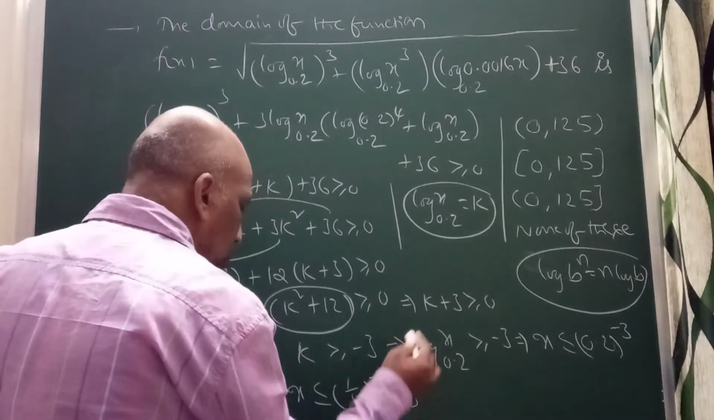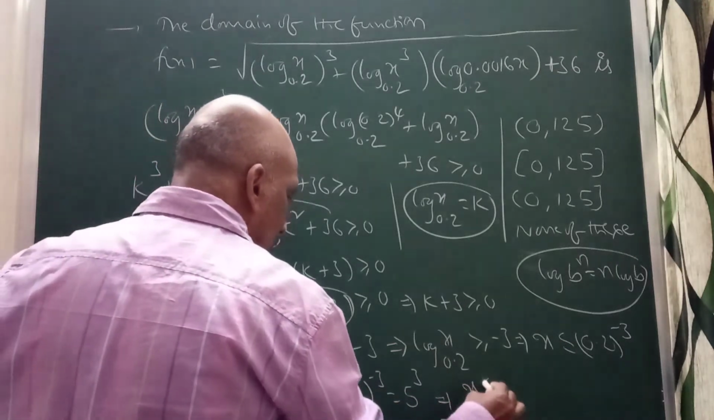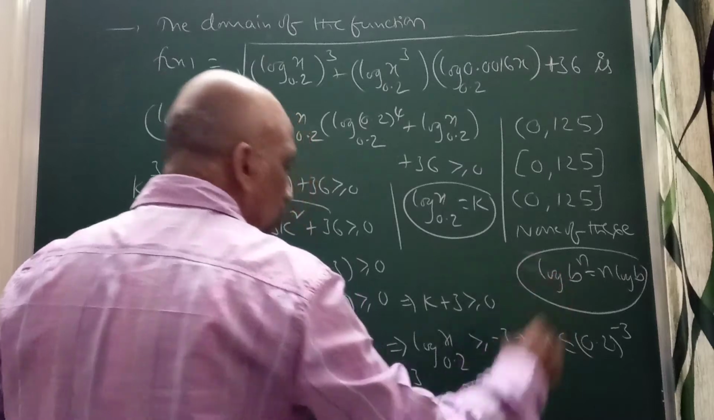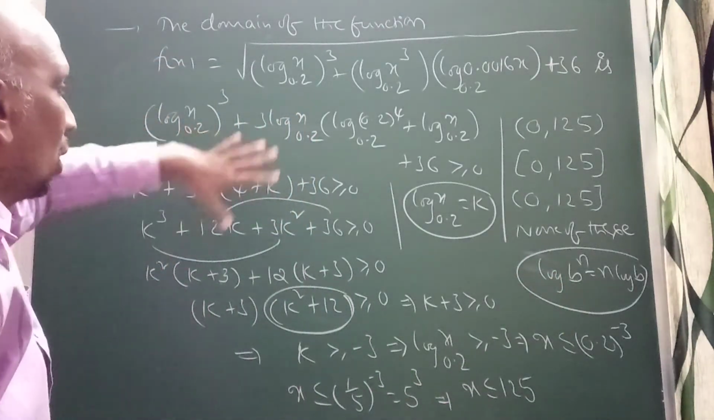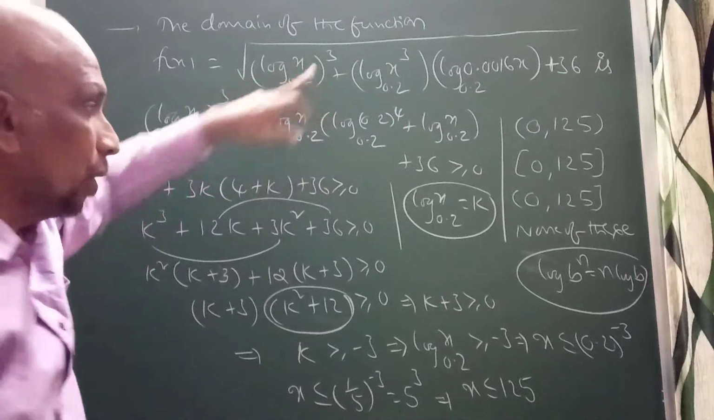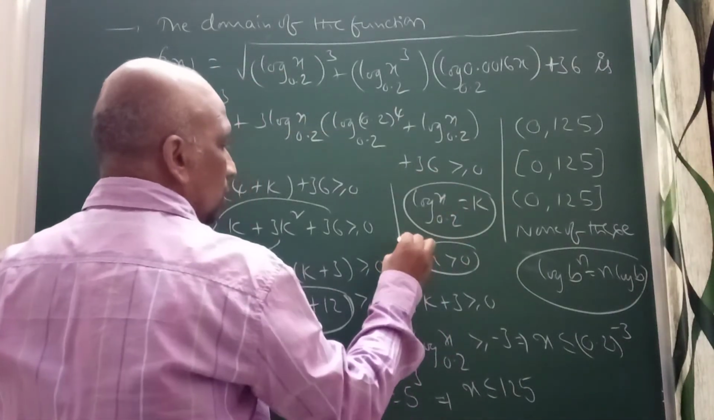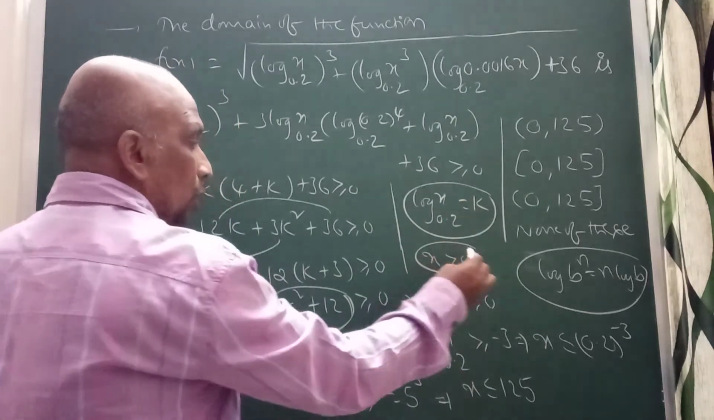This will be 5 cube, so these two are equal. That means x is less than or equal to 125. But we know that when you define a logarithm, the x value must be positive. In log x base 0.2, x should always be positive, right?